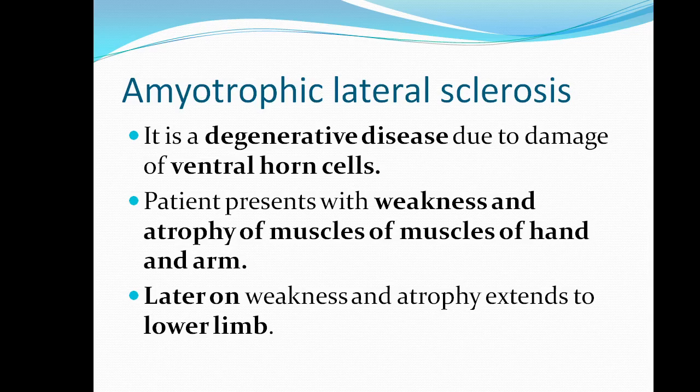Then some clinical conditions which are related to the spinal cord. Number one is amyotrophic lateral sclerosis. It is a degenerative disease due to damage of the ventral horn cells. The patients present with weakness and atrophy of the muscles of the hand and arm. Later on, weakness and atrophy extend to the lower limb.